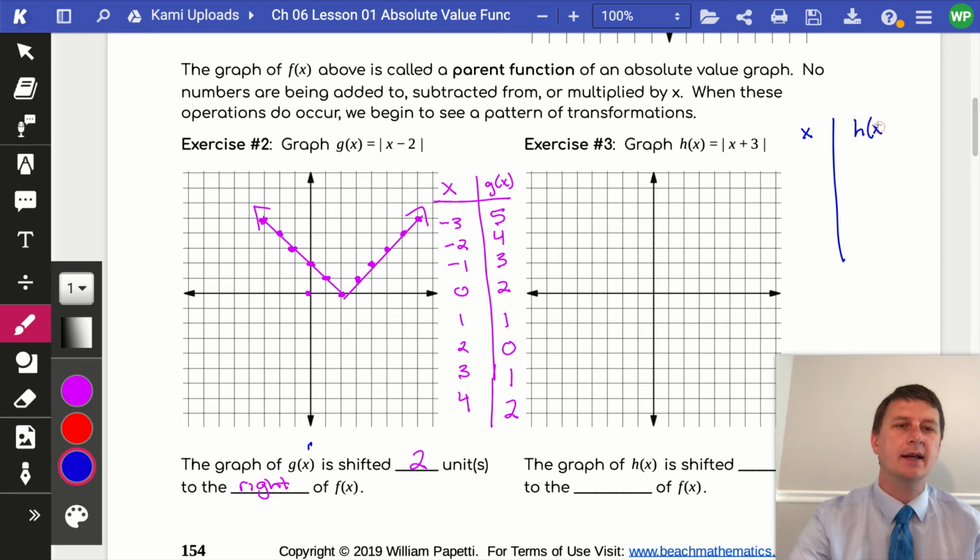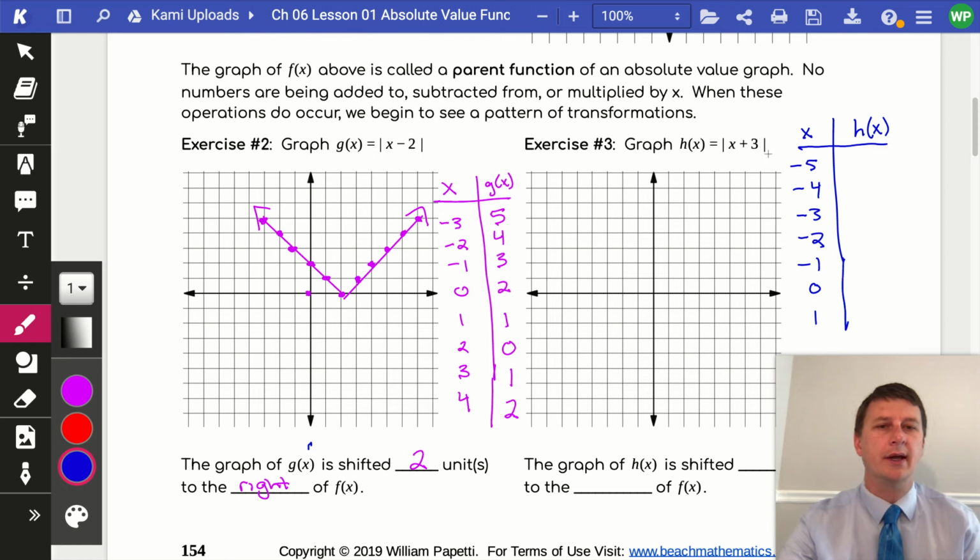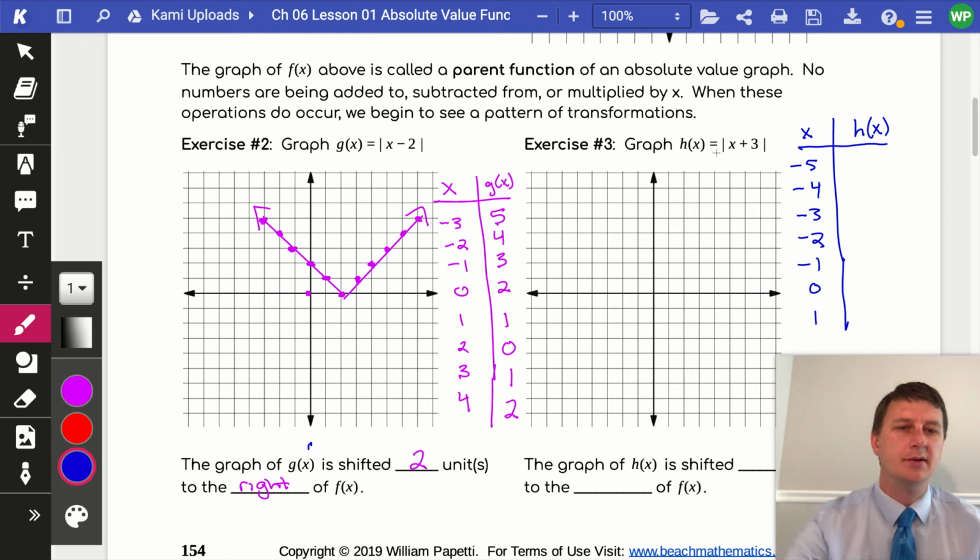So we're going to have x and h of x. This time we're going to start at -5, -4, -3, -2, -1, 0, 1. That should be good. Okay, so we're going to do -5 plus 3, and we're going to get -2, and the absolute value of -2 is 2. We're going to substitute a -4 for x. -4 plus 3 is -1. Absolute value of -1 is positive 1. -3 plus 3 is 0. Absolute value of 0 is 0. -2 plus 3 is 1. Absolute value of 1 is 1.